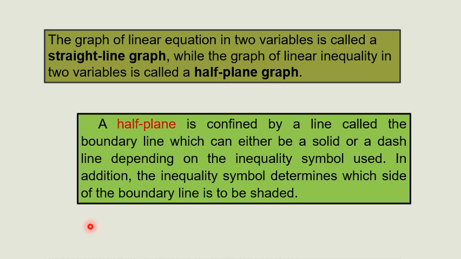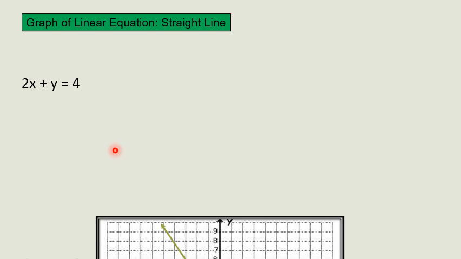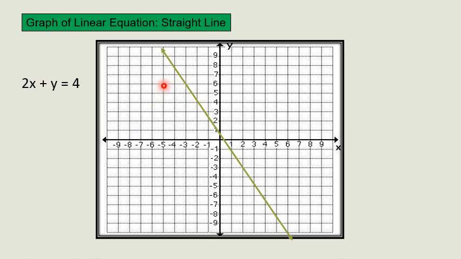In addition, the inequality symbol determines which side of the boundary line is to be shaded. So let's have the example first, the straight line graph. 2x plus y equals 4. This is only an illustration of the graph of a linear equation, a straight line. So when we graph this, 2x plus y equals 4, this is the straight line graph. So take note, straight line, that is equals.